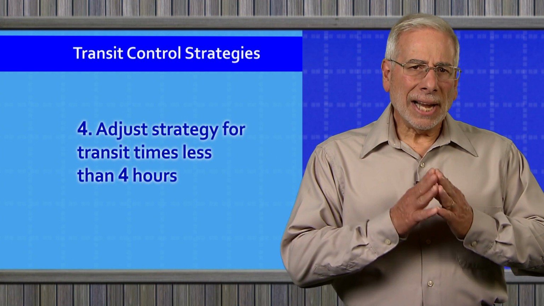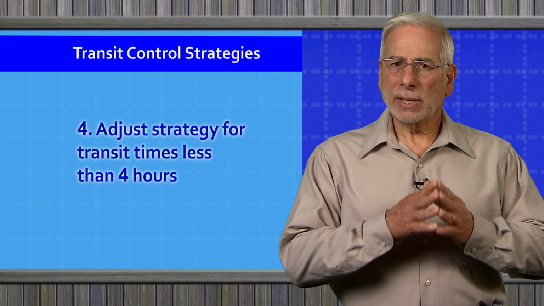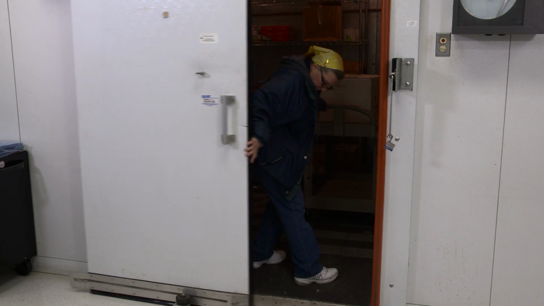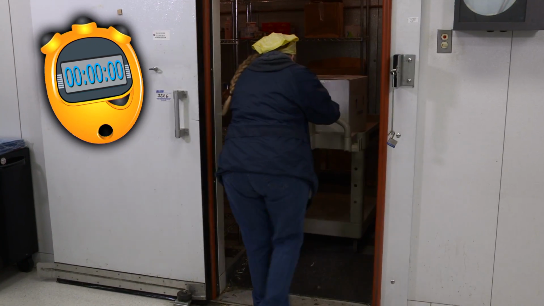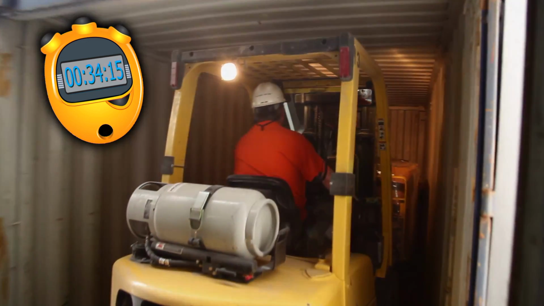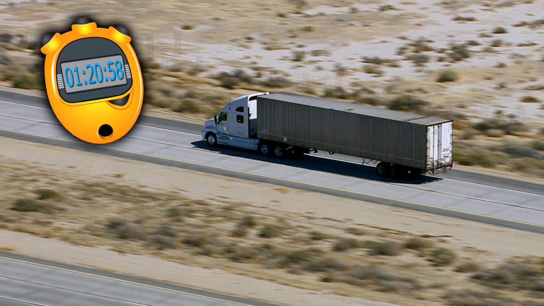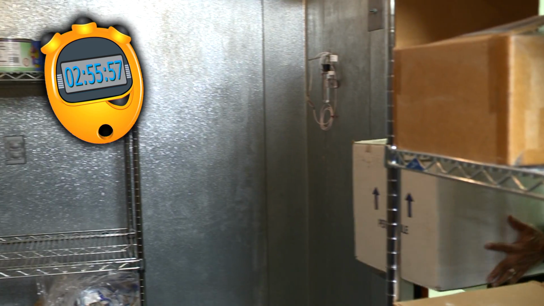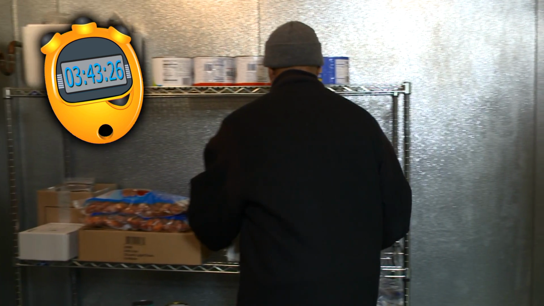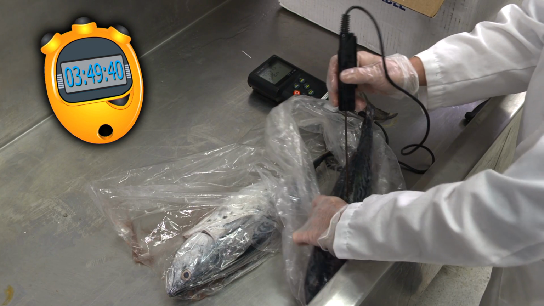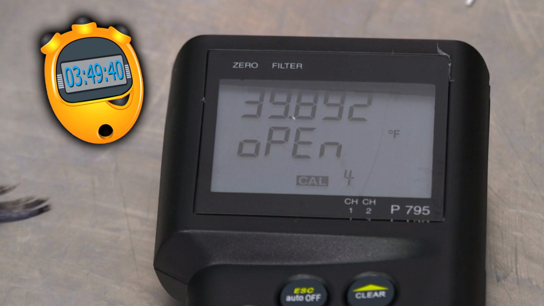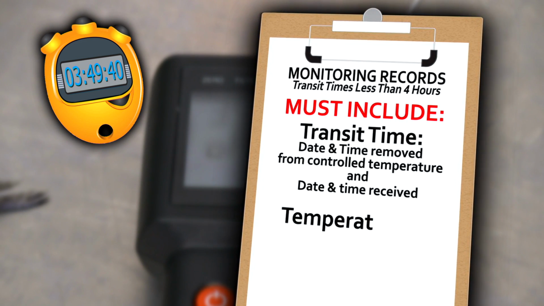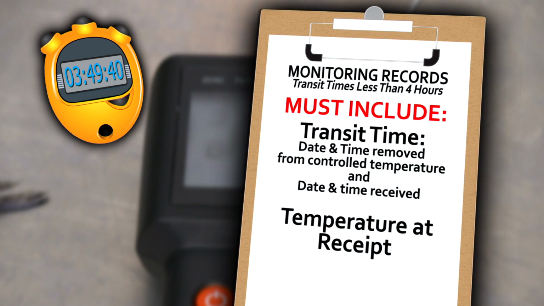Last, there's a slightly different control strategy for products that are only in transit for 4 hours or less. Because there's a time limit on transit, you'll need to know what date and time the previous processor removed the product from a temperature-controlled environment before shipping and the date and time the product was delivered to your facility. In addition, measure the internal temperatures at receipt. A monitoring record showing transit time and internal temperature at receipt must be maintained.